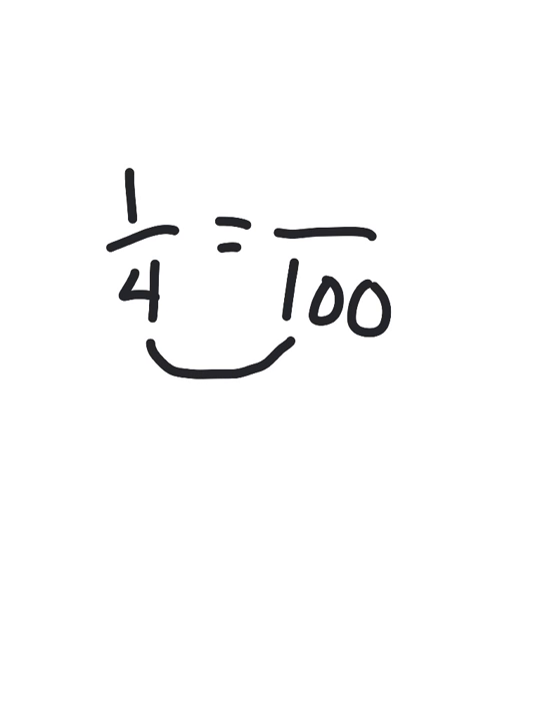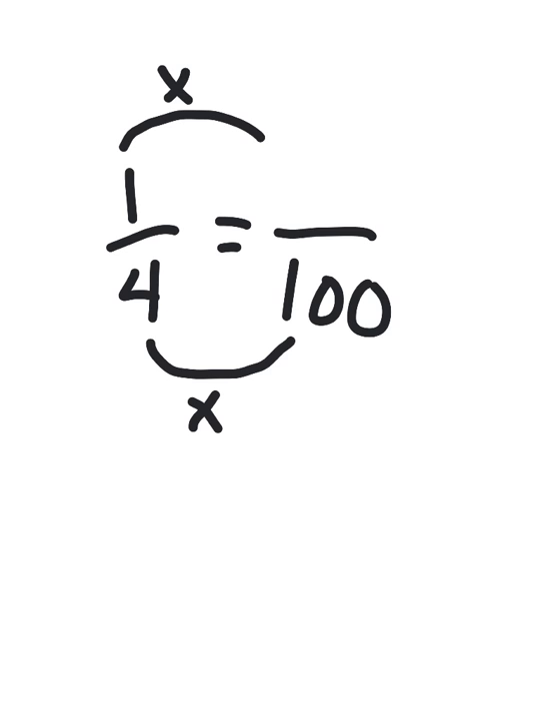To do that, we know that you have to do something to the bottom. If you multiply 4 times something to get 100, you're going to have to do the same to the top, and that's going to give you a fraction that you can easily turn into a percent. So 4 times what equals 100?